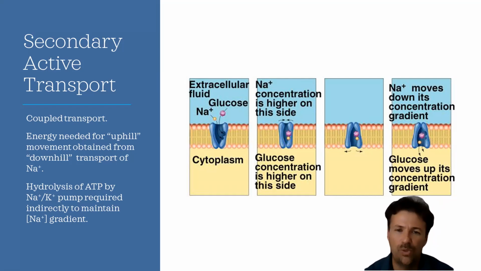And here we call this secondary active transport, because the potential energy that was set up by the hydrolysis of ATP is now being used for active transport. It's not directly being used, it's coming from an indirect way. And I want you to go and look up some other examples of secondary active transport.